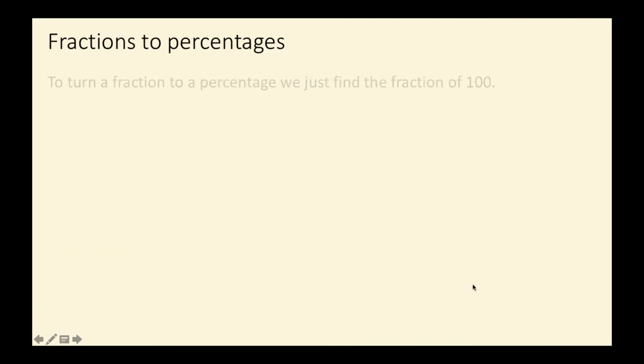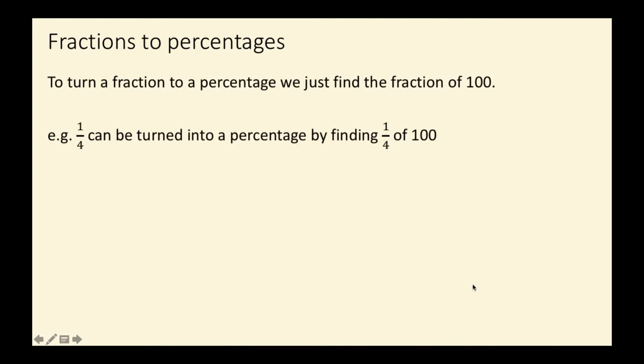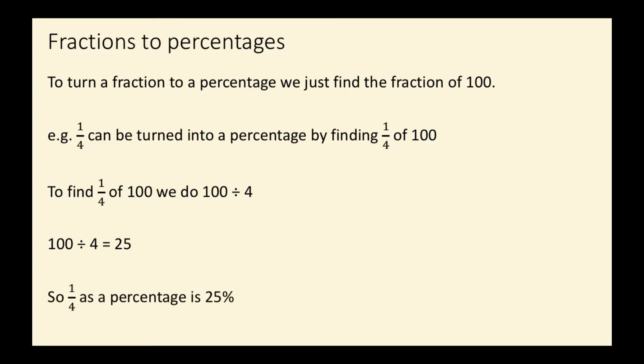Let's do another one. So I want to know what a quarter is. A quarter can be turned into a percentage by finding a quarter of 100. To find a quarter of 100, we do 100 divided by 4. 100 divided by 4 is 25. So it's 25%.